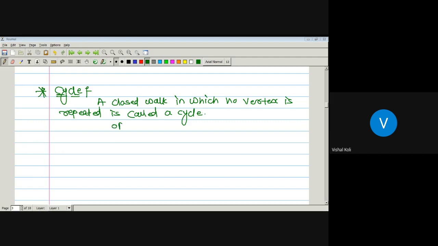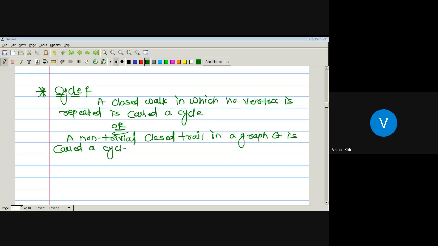One more definition is there. A non-trivial closed trail in a graph G is called a cycle if its origin and internal vertices are distinct.